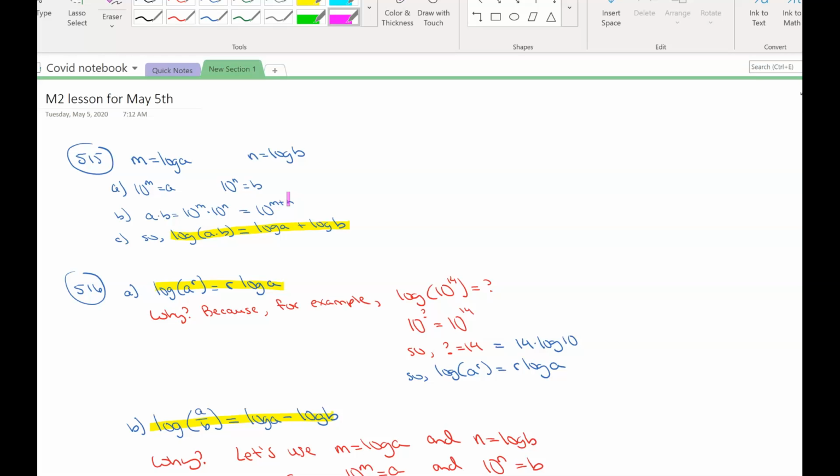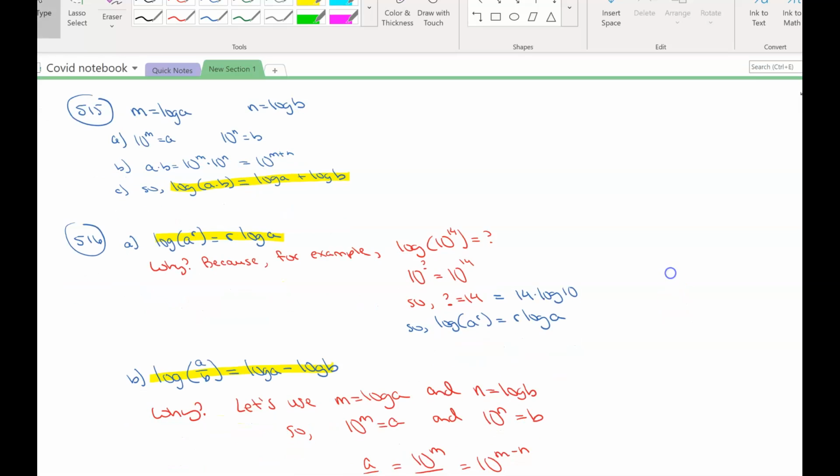516 is a property that I already showed you, but they revisited it. So here's the property. Property of logarithm, brand new one here. Property of logarithm, old one, revisited. And I just went and did a statement. I said, why is this true?